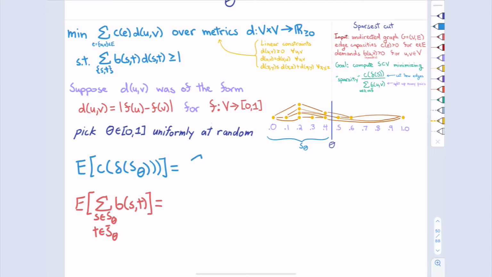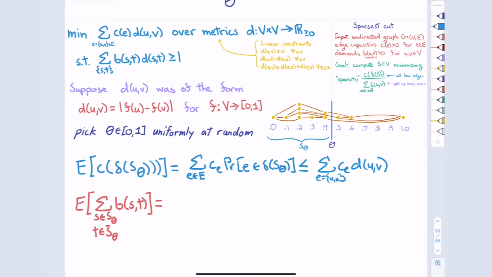So implicitly, we would be using linearity of expectation, where we break it up into the edges: the cost of e times the probability that e is cut. And just like before, that should be at most the distance between the two points. So if the edge was uv, okay, that is exactly our objective from our LP, which is great.